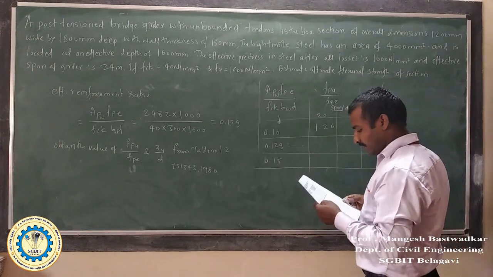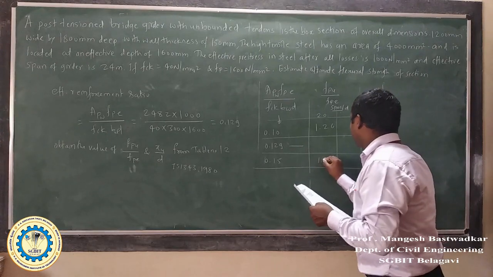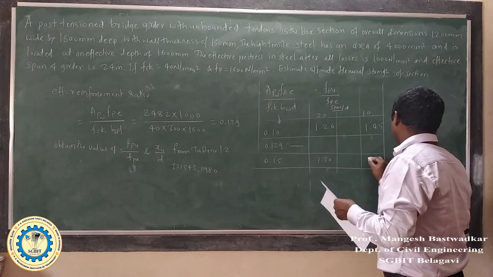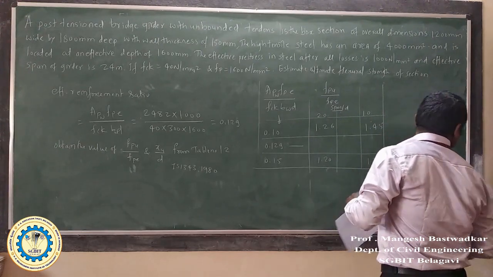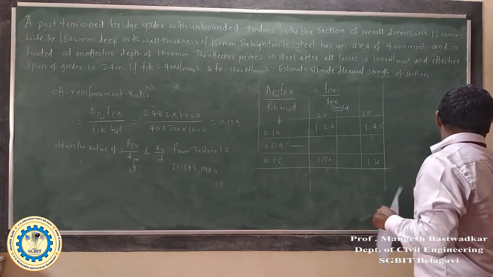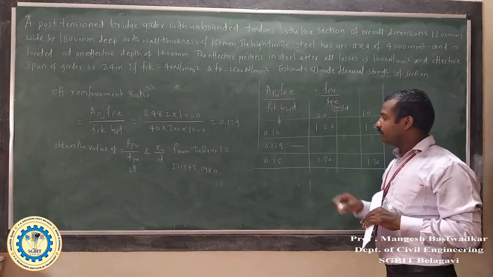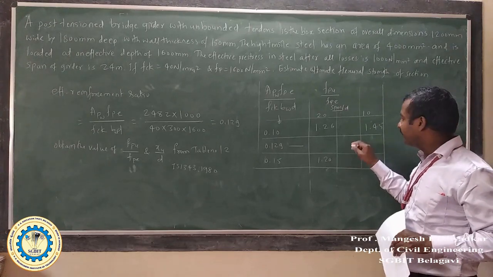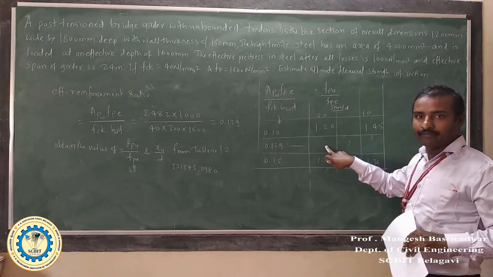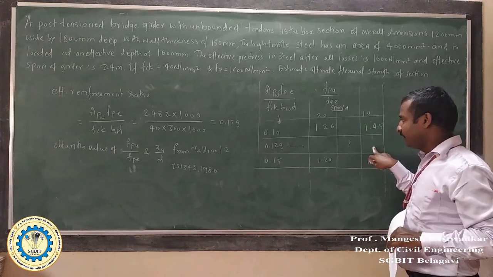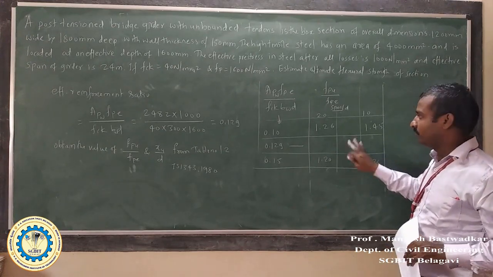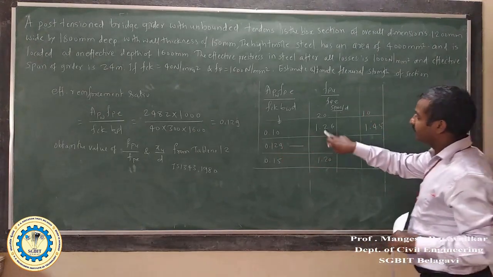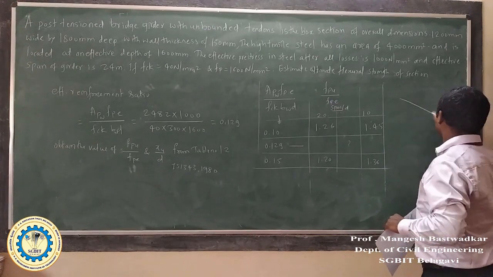So here it is 1.20, then 1.36. Okay, so first what we'll do, we'll interpolate these values, then we will get this value. We require this value, so we'll obtain this value first and this value, then you will get this value. Okay, so how to obtain this value first we'll see. So first we'll obtain this value. First draw an inclined line.